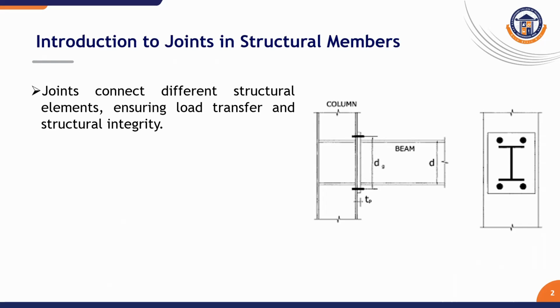First of all, what are joints in prefabricated structures? Joints are the critical connections that link different structural elements, allowing them to transfer loads and maintain structural integrity. Proper joint design ensures the safe and efficient performance of the structures. So the joints connect the different structural elements and ensure load transfer and structural integrity.